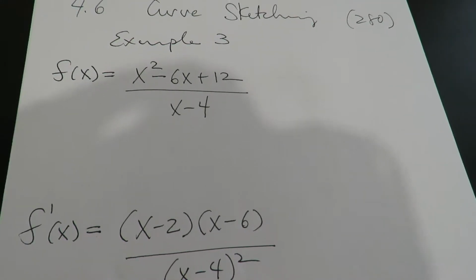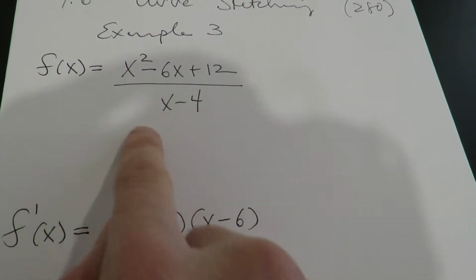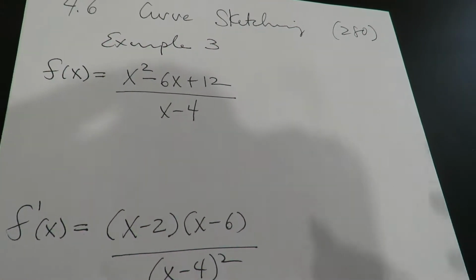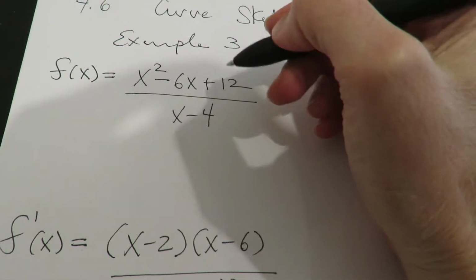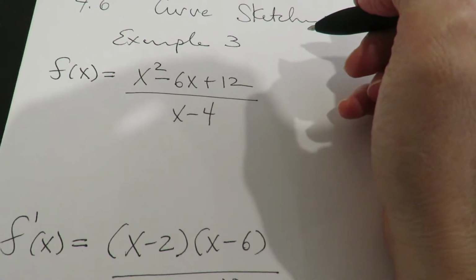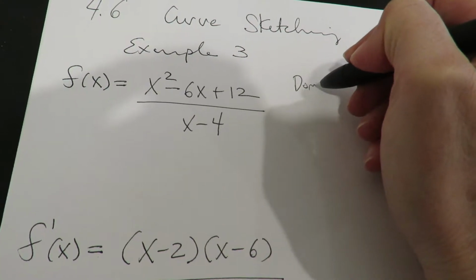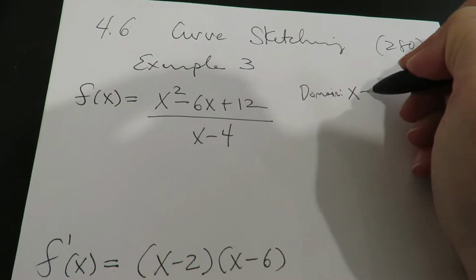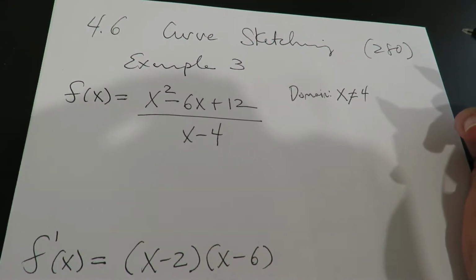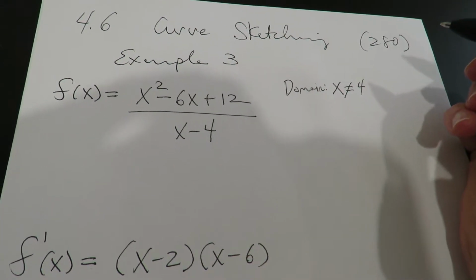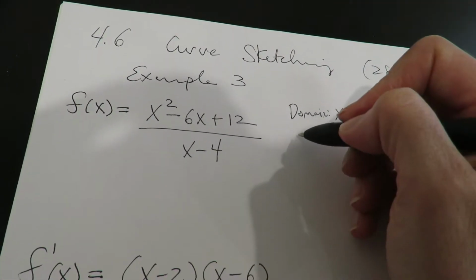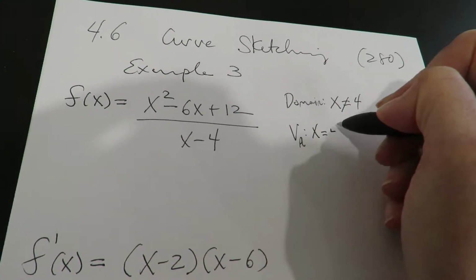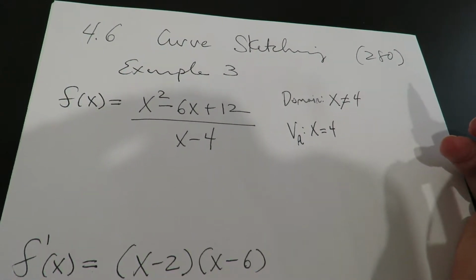So let's go through the process one more time. When I look at the original function, I have some initial thoughts. The first thought is this has some particular characteristics that I need to note. For instance, it has a domain restriction: x cannot equal 4 because otherwise it's undefined. So I'm going to take note that it's undefined because the graph has a vertical asymptote at x equals 4. That's why there is a domain restriction.